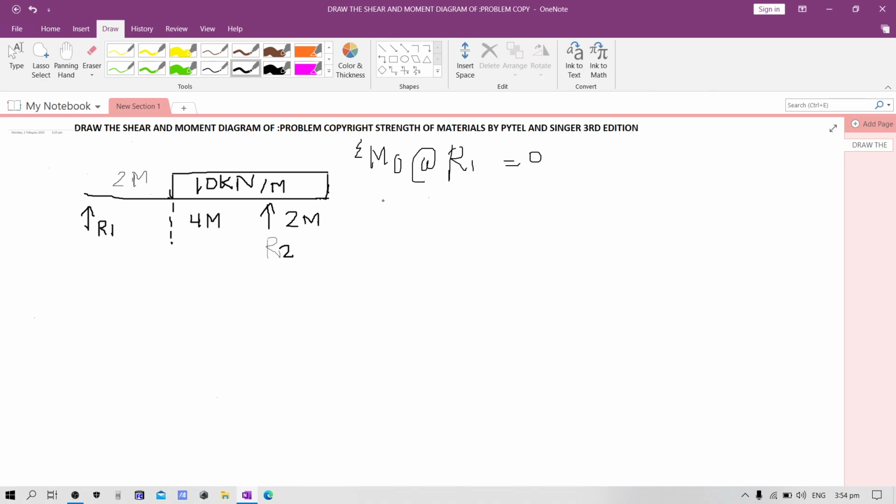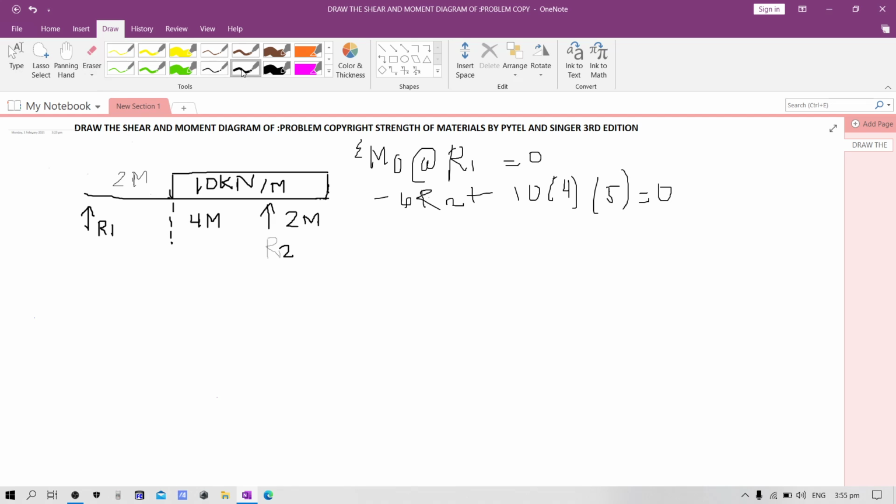So that is negative 6, which is 4 plus 2, R2 plus 10 times 4 times 6, or 5 rather. 5 pala siya. So 5 is equals to 0. So bakit naging 5? 10 times 4, since kay R1 ka nag-moment, so that is 2 plus kalahati ng 6, which is 3. So that will equal 5.